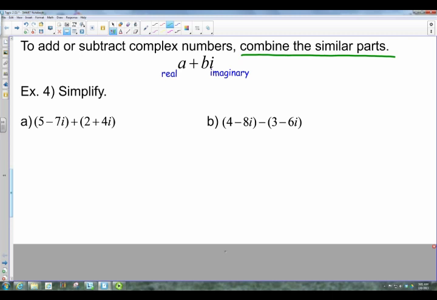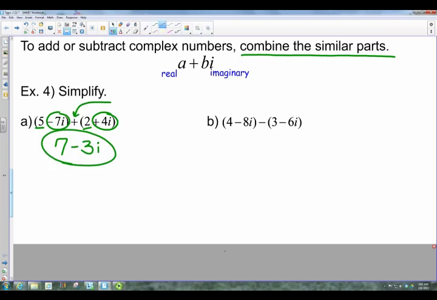Well, ask yourself, what are the real parts? The real parts are 5 and 2. They don't have the imaginary number with them. So you can combine those using the operation. In this case, it's addition. So you go 5 plus 2, that gives you 7. Then you look at the imaginaries. We have two imaginaries. We have a negative 7i, we have a positive 4i. And we're going to add those together. So it's a negative 7i plus 4i, that gives you a negative 3i, and there's your solution. You're done. Now just be careful to watch your signs, make sure you know what they're asking you to do.